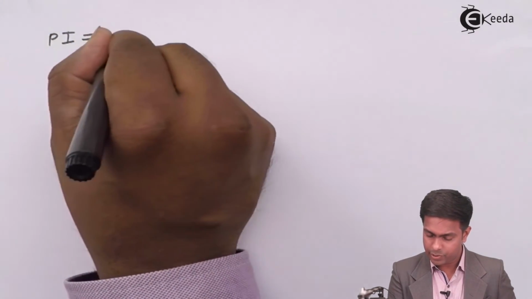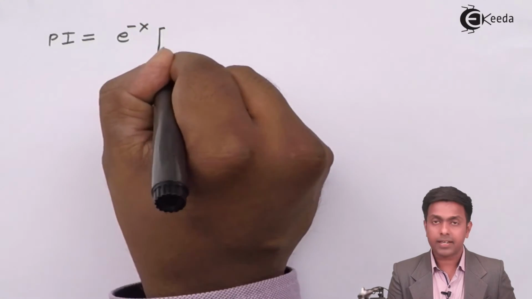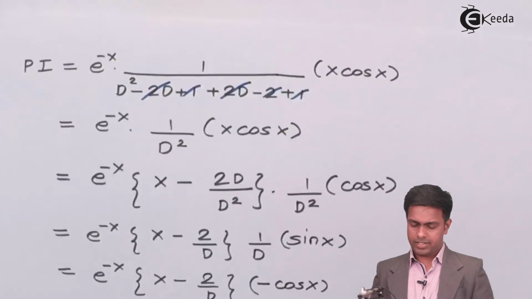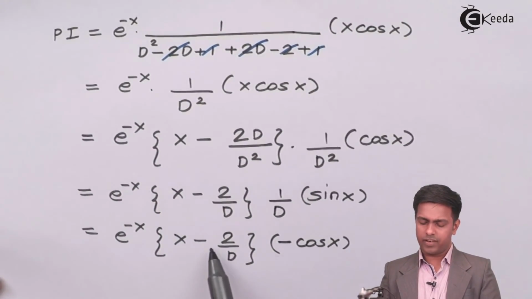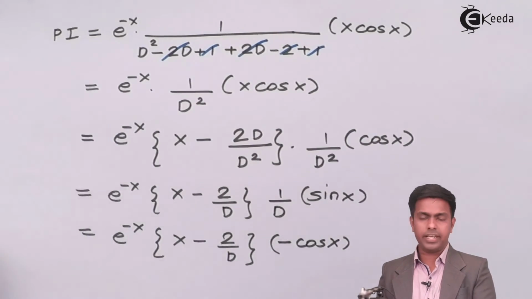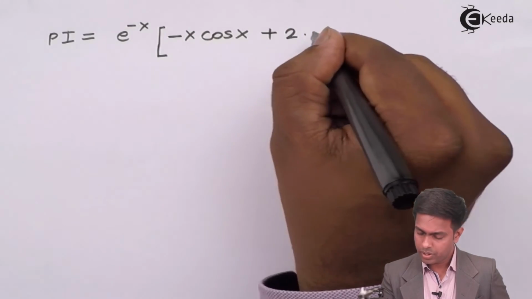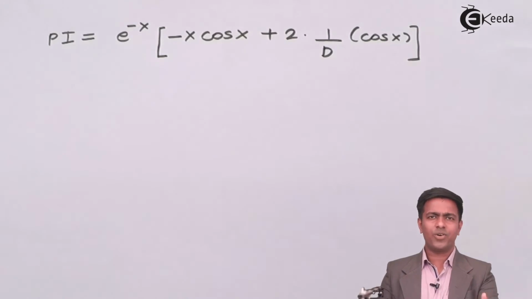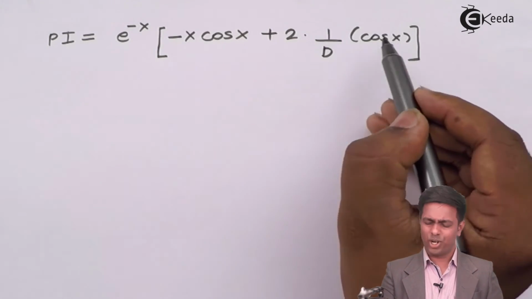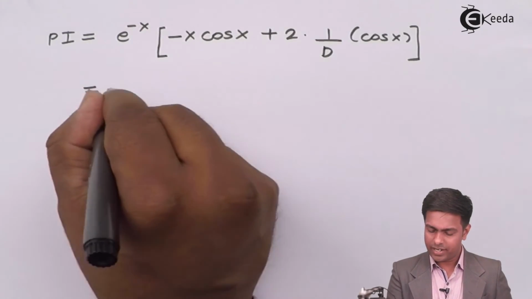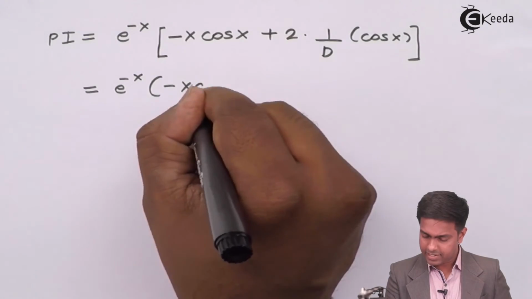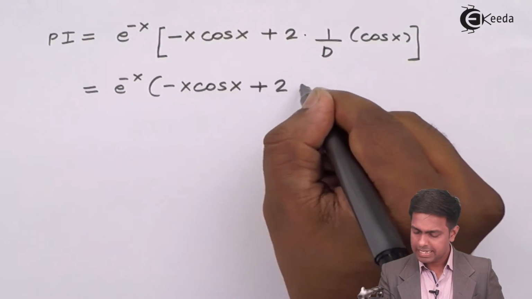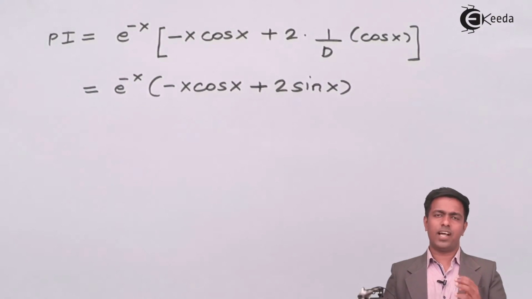So we'll get the particular integral as e to the power minus x in bracket minus x cos of x. So this is the multiplication of x and minus cos x. Then here we'll get minus minus plus 2 upon d into cos x, so plus 2 into 1 upon d into cos of x. And now we'll again find the integration of cos of x because 1 upon d is integration. So here we will get e to the power minus x cos x, and the integration of cos of x is sine of x. So we'll get plus 2 sine of x. And guys, this is the value of the particular integral.